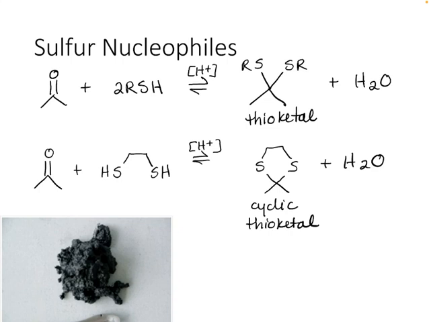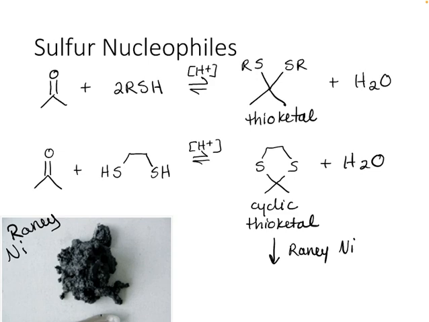Now, remember earlier we said we could perform reduction, for instance, like a Wolff-Kishner reduction where we create an imine and then we reduce it so we just get an alkyl group. Well, we can do something similar with these thioketals, and we can add something called Raney nickel. And that's what's shown off to the left here. This is Raney nickel.